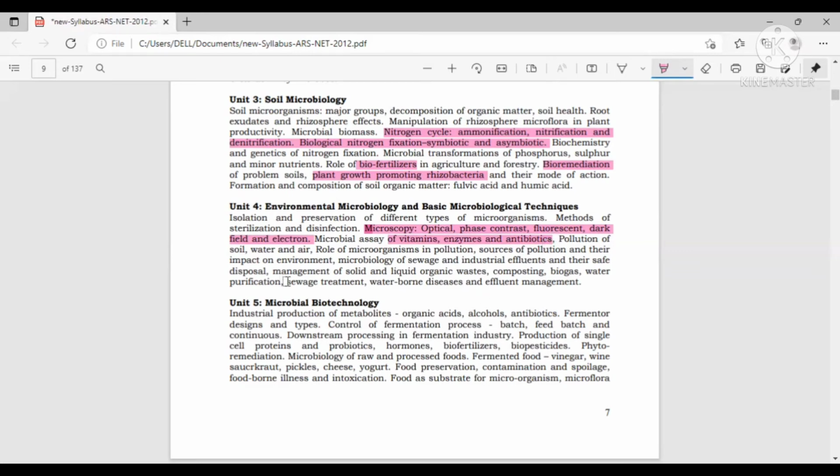Then sewage water treatment. It is very important, sewage water and effluent treatment, which we have been studying from our basic degree classes onwards. So you can just refresh the topic, the different steps involved, the different groups of microorganisms involved, and so on. Then waterborne diseases.